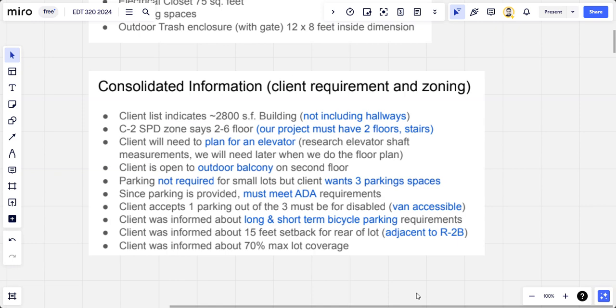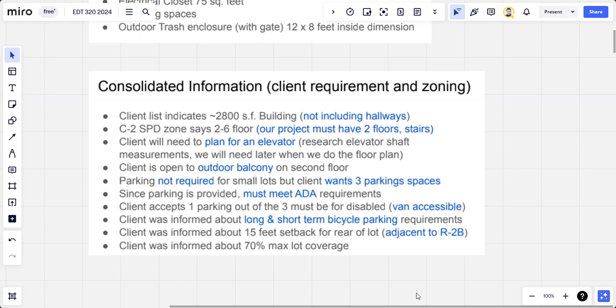The client will need to plan for an elevator because we discussed several weeks ago that ADA would demand an elevator. There was a question about a lift, and typically in commercial spaces, stair lifts, the ones that go around the stairwell, are not used for commercial purposes. The client is open to an outdoor balcony on the second floor. So if you wanted to put a balcony, I guess that's okay.